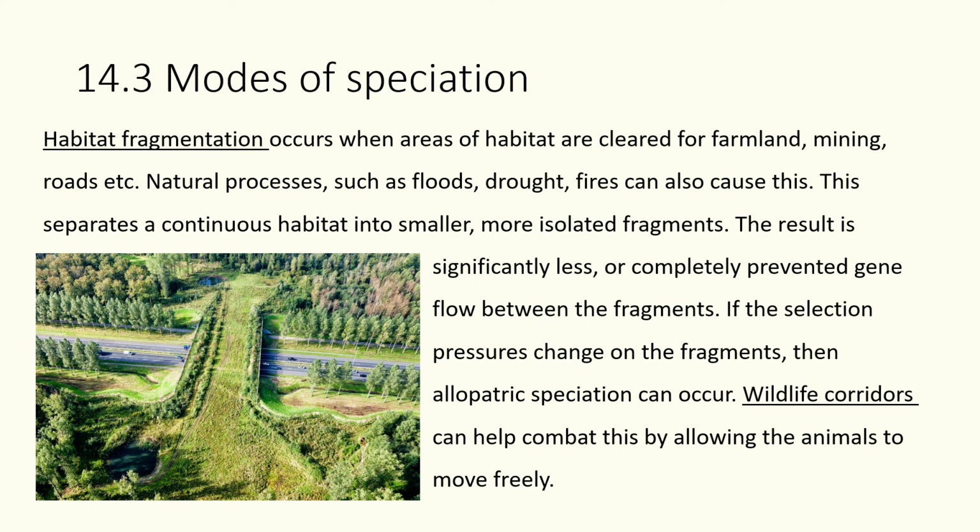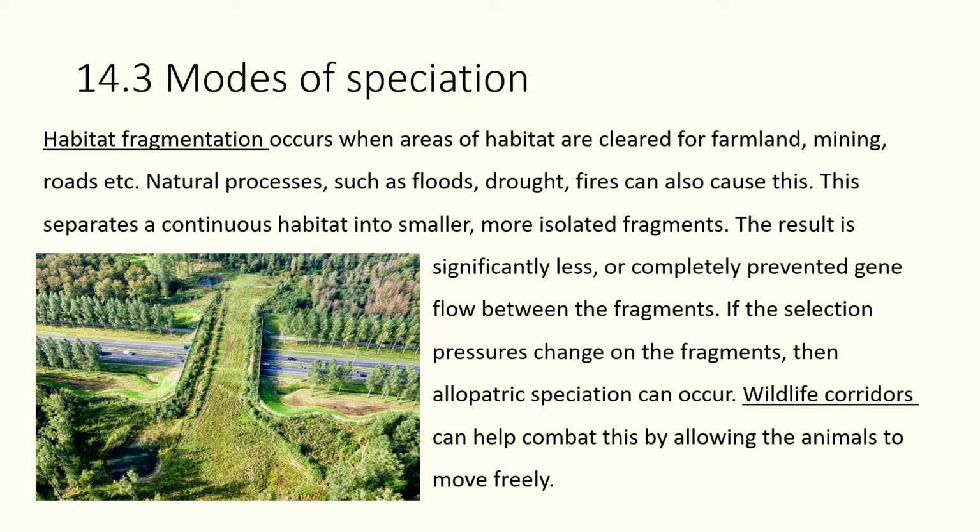A lot of this can also occur through habitat fragmentation, when we have areas that are cleared for agricultural farmland, when we have mining that's tearing huge scars in the landscape, or when we have things like roads and highways that can separate and fragment natural habitats. As well as this, other natural processes such as flooding or droughts or earthquakes can separate those habitats into smaller, more isolated fragments of those habitats. And as a result of that, there's less gene flow.